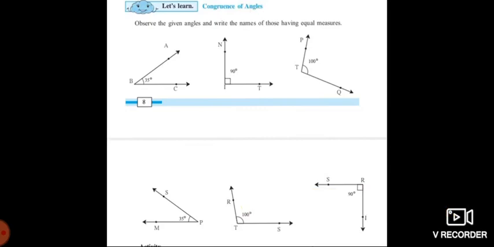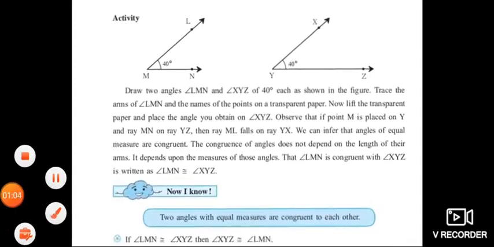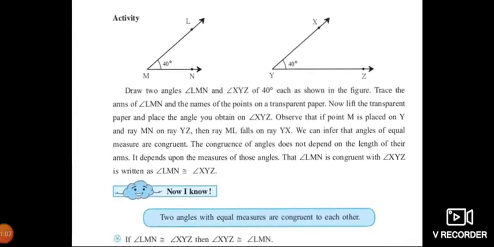Now let's move on to the next part, where they have given us two angles again. Just pay attention, one is angle LMN, which is measuring 40 degree, and the other is measure angle XYZ, which is also 40 degree. Now we have to prove that these two angles are equal. So what we have to do, see, you have to take a trace paper which is transparent, and you have to keep it on angle LMN.